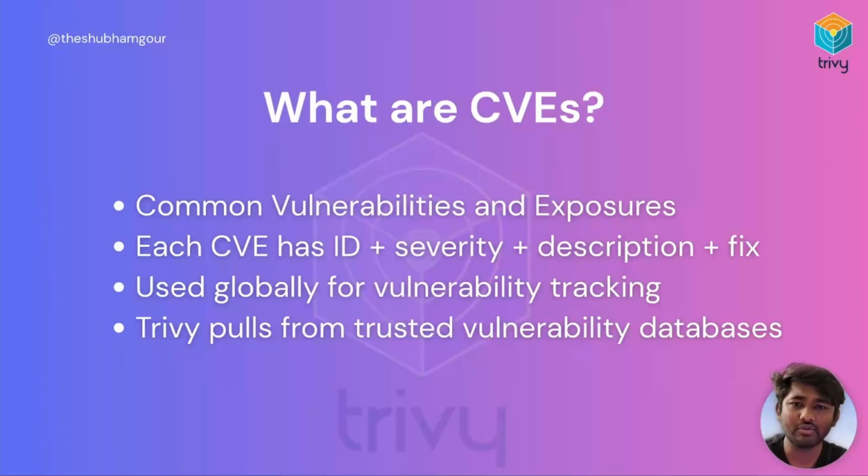Let's say you're using a Python library version 3.10, and the fix is present in version 11. That is how it will tell you that the fix is given in this version. So you just have to update the library, and that is how things work. It is used globally for vulnerability tracking, and here Trivy pulls the data from trusted vulnerability databases.